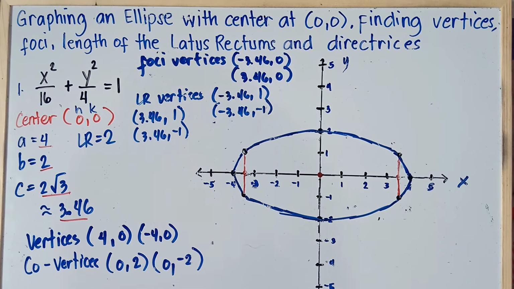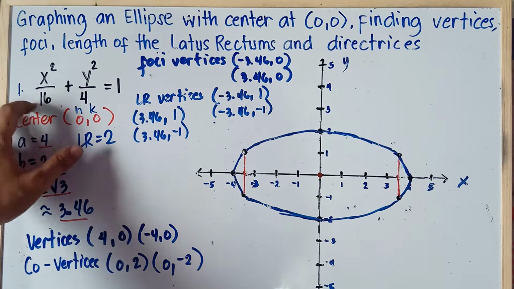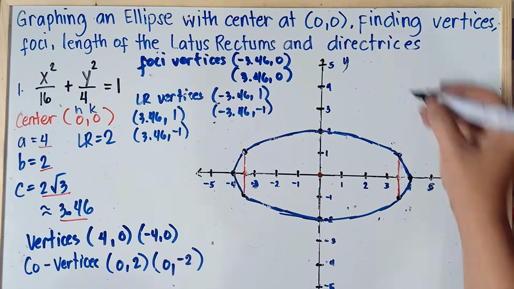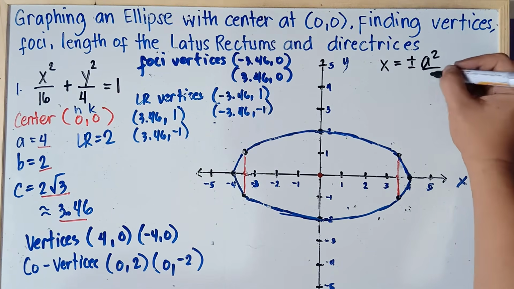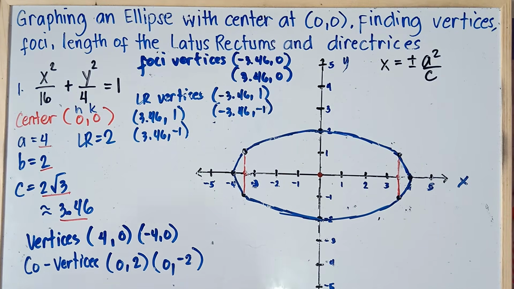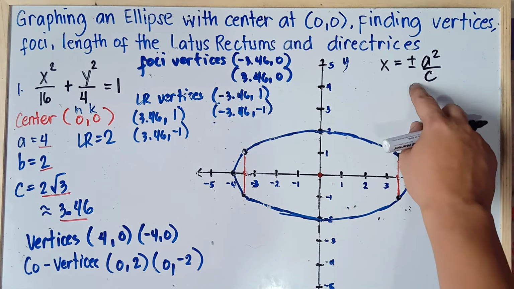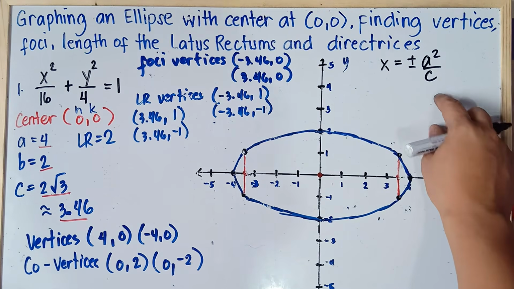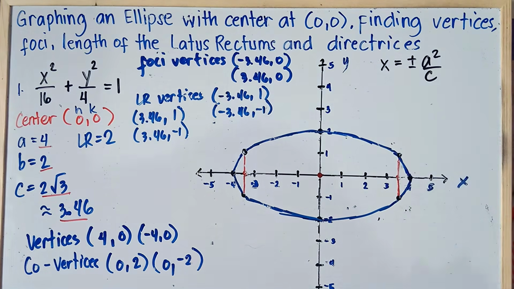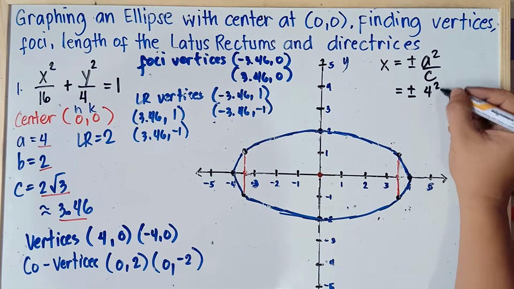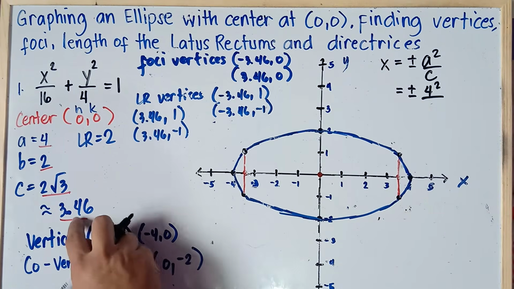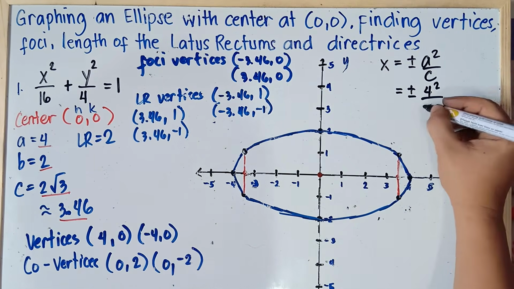Once again, class, if your major axis or your a is below x squared, your equation for the directrix, class, that would be x equals positive negative a squared over c. If the center, class, it's at 0, 0. Alright, so simply substitute the value. So positive, negative, our a is 4, so 4 squared over our c, that's 3.46, approximately 3.46.